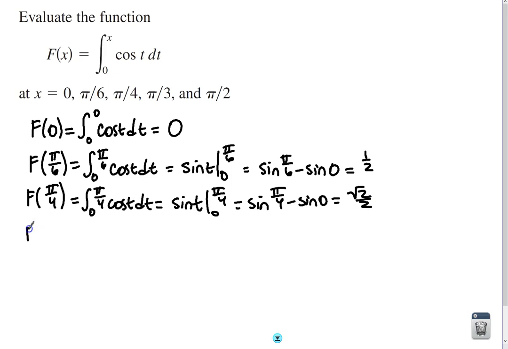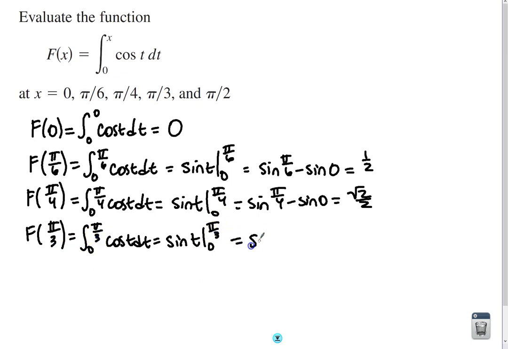Let's see, I've got F of pi over 2. So the integral from 0 to pi over 2 of cosine t dt is equal to the sine of t from 0 to pi over, did I skip a number? Oh, I skipped pi over 3. Oops, hang on. Make that a 3. So the sine of pi over 3 minus the sine of 0. And the sine of pi over 3 is root 3 over 2.